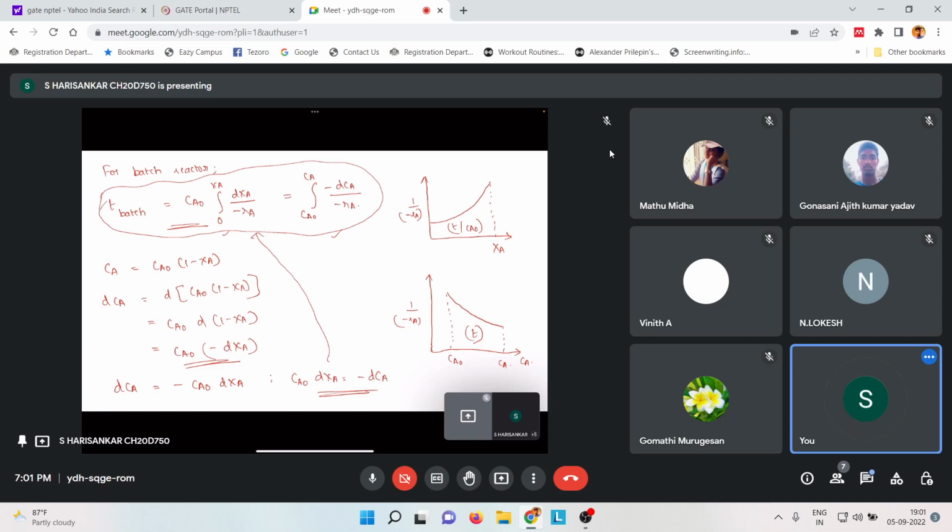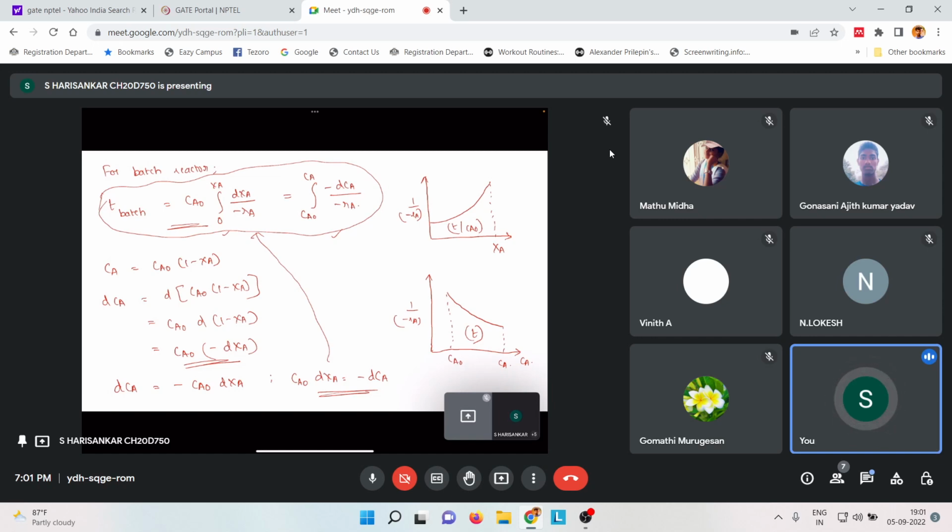We learned quite a lot of stuff today. Any doubts so far with regards to the batch reactor, or even the rate equations, how to find the rate equation for certain orders? Any doubts? Do you want me to repeat anything? Can I get a response? Okay, fine.